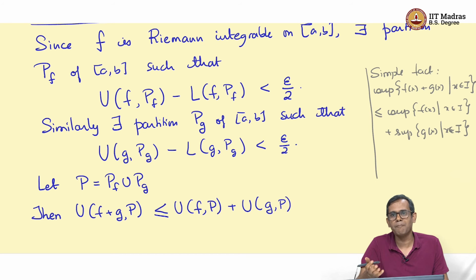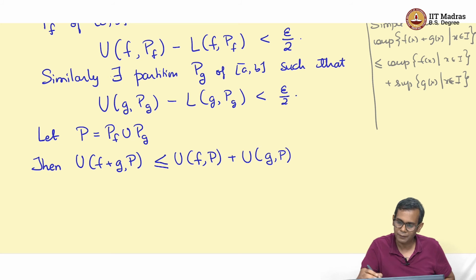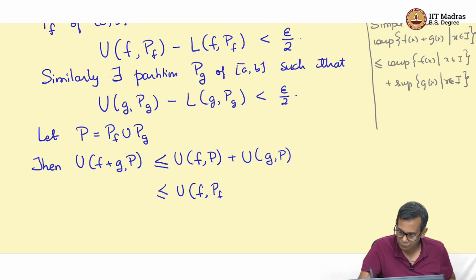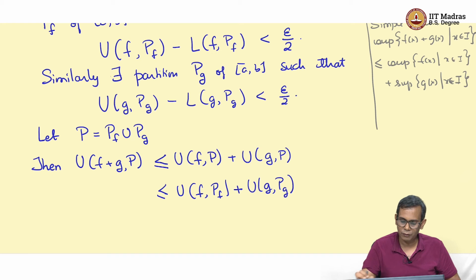And now we have seen what happens to upper sums under refinement of partitions. Since this partition P refines Pf, this is going to be less than or equal to U of f comma Pf. And since the partition P refines Pg, this is going to be less than or equal to U of g comma Pg. So, what we have shown is that U of f plus g comma P is less than or equal to U of f comma Pf plus U of g comma Pg.